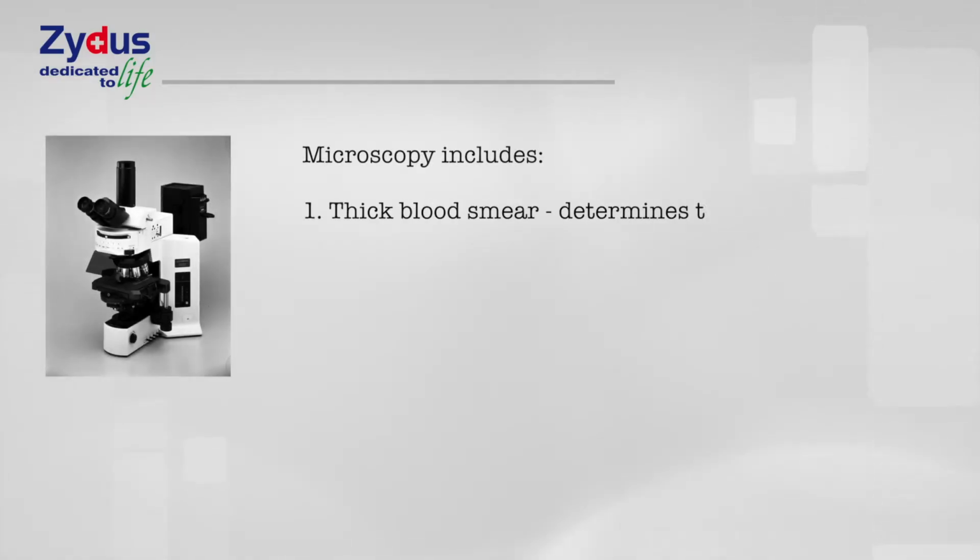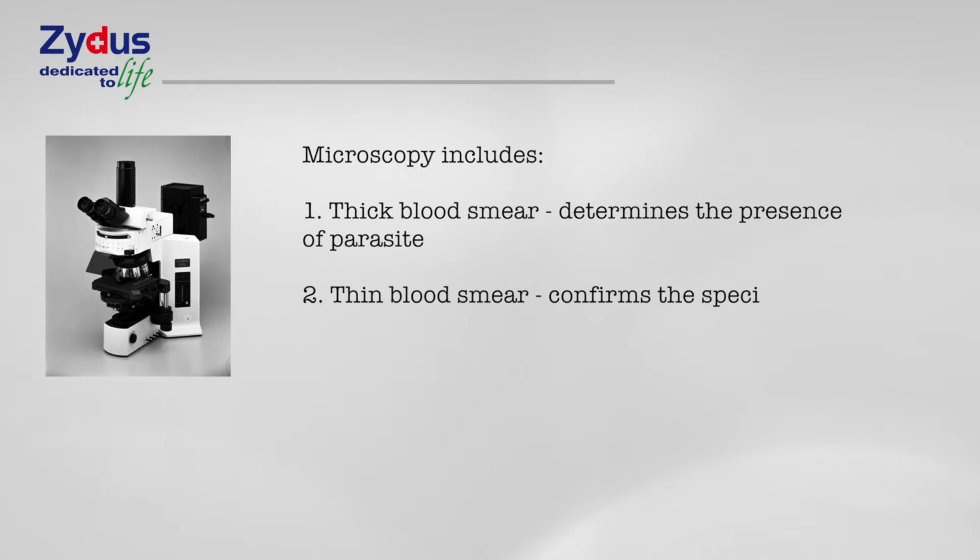All the clinically suspected cases of malaria should be immediately diagnosed using microscopy and/or rapid detection tests. Microscopy is the gold standard for the confirmation of malaria. Microscopy includes one thick and one thin blood smear. The thick blood smear tells us about the presence of the malarial parasite. The thin blood smear confirms the species of the malarial parasite.